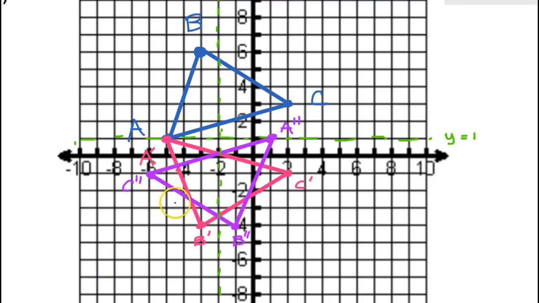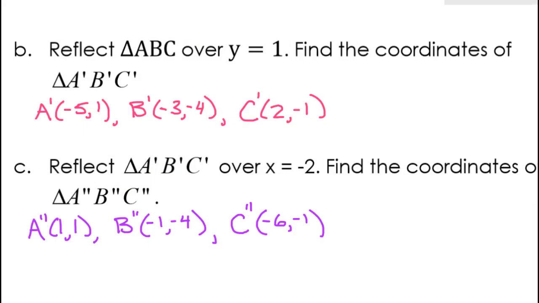So this purple triangle is the image after the second reflection. So now I need to just copy down A double prime, B double prime, and C double prime. Okay, A double prime is the point 1, 1. B double prime is negative 1, negative 4. And C double prime is negative 6, negative 1. So there's the answer for part C.